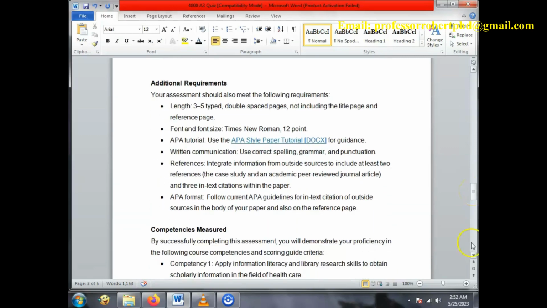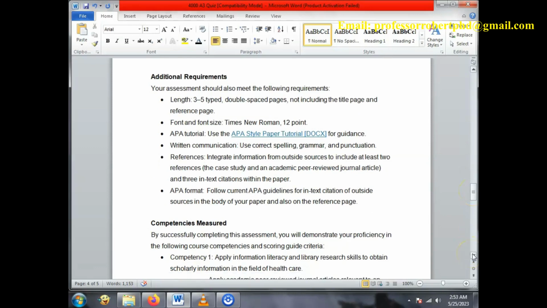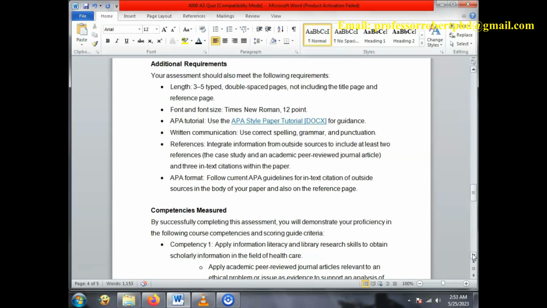Additional requirements. Your assessment should also meet the following requirements. Length: 3-5 typed double-spaced pages, not including the title page and reference page. Font and font size: Times New Roman, 12 points. APA tutorial: use the APA style paper tutorial docx for guidance. Written communication: use correct spelling, grammar, and punctuation. References: integrate information from outside sources to include at least 2 references, the case study and an academic peer-reviewed journal article, and 3 in-text citations within the paper. APA format: follow current APA guidelines for in-text citation of outside sources in the body of your paper, and also on the reference page.